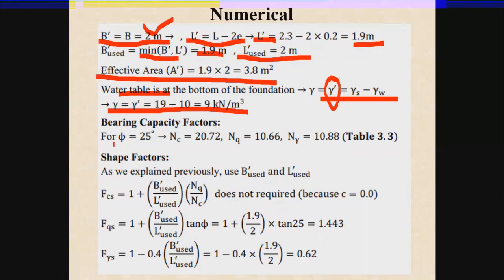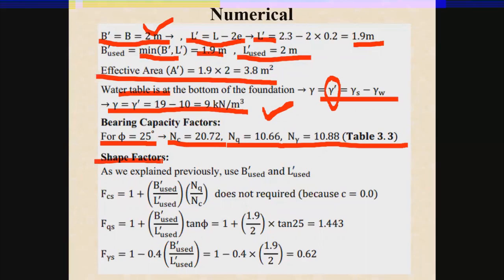Now, the bearing capacity factors for phi angle equal to 25 degree are Nc 20.72, Nq 10.66, and N gamma 10.88. For this, you can use those formulas of the bearing capacity factors, or you can use table 3.3, which is given in the Bowles book.